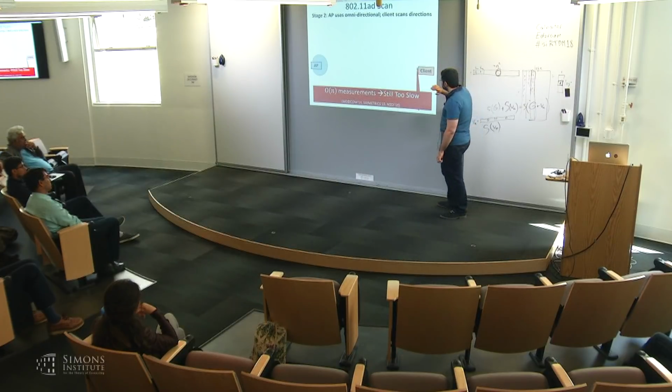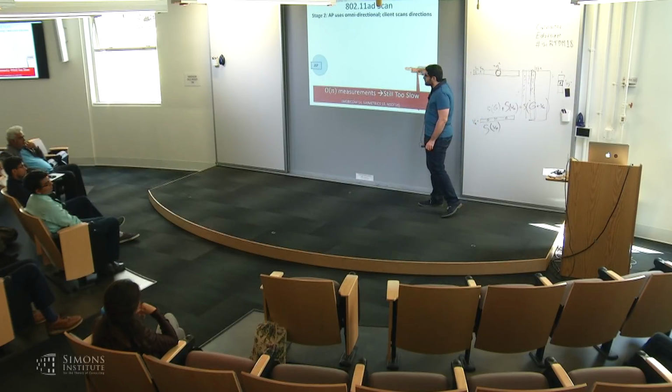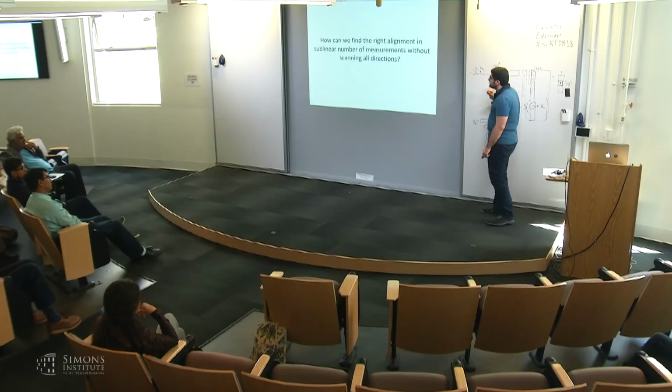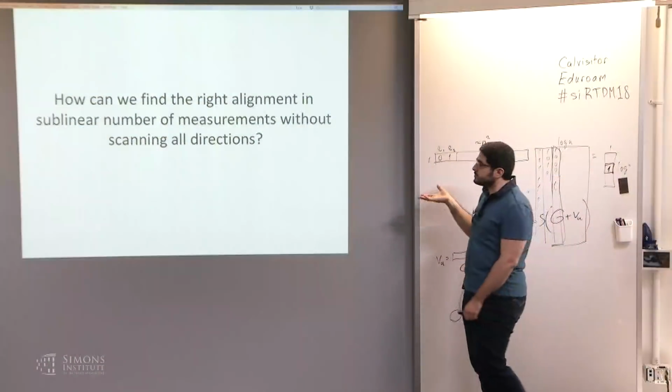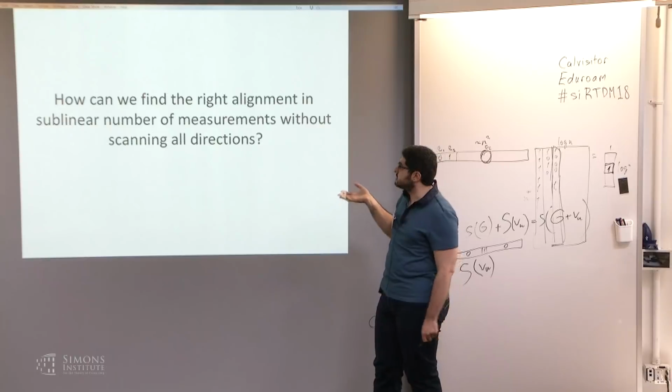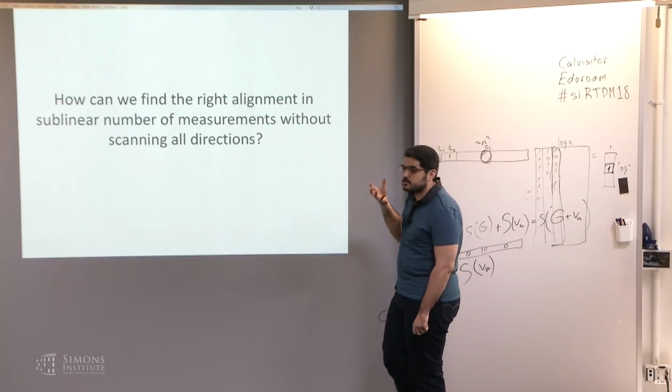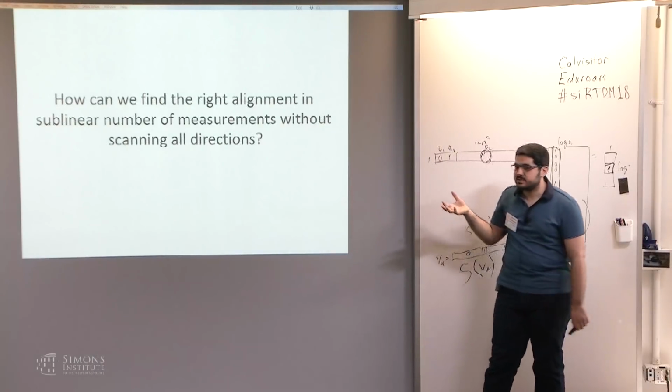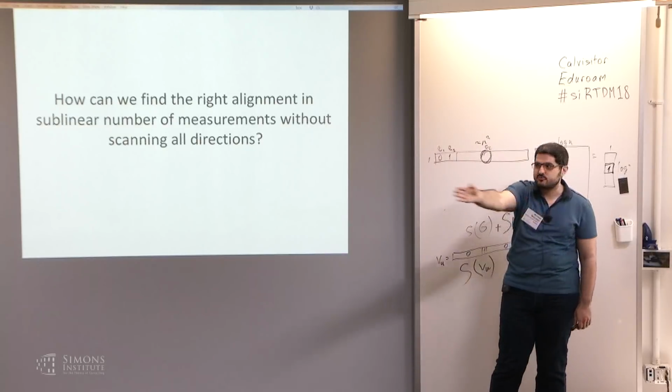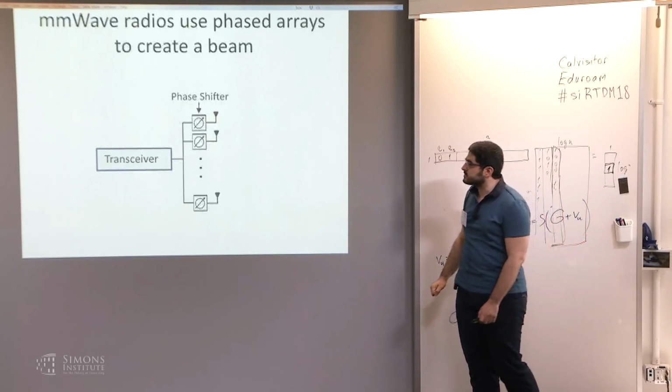But basically, you're right, and it's kind of the same problem as we want to discover the direction the signal can come from. And so the question we're going to ask is, how can we find the right alignment in a sublinear number of measurements, and without having to go and scan and try all possible directions?